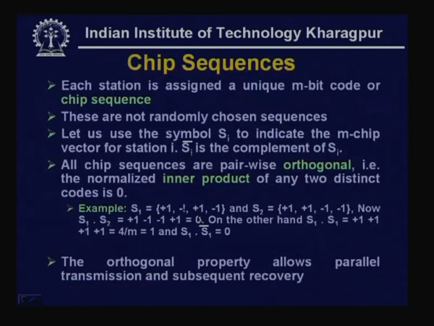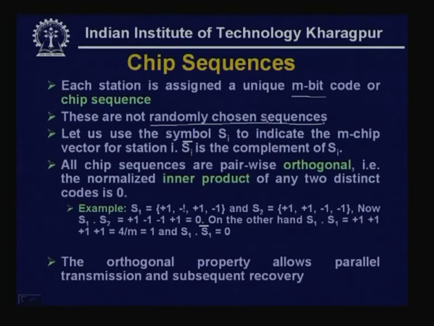Now, let us discuss more about the chip sequences. As I mentioned, each station is assigned a unique m bit code or chip sequence. Obviously, these are not randomly chosen sequences. You do not generate them in an arbitrary manner. If you generate them in an arbitrary manner, then the property of orthogonality will not be satisfied.